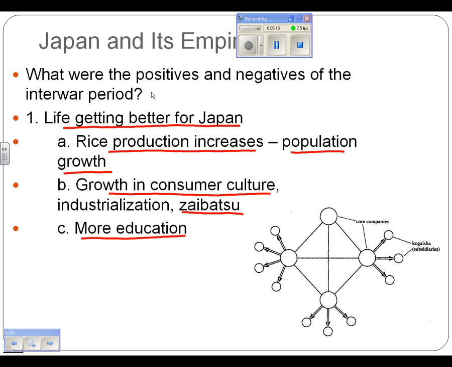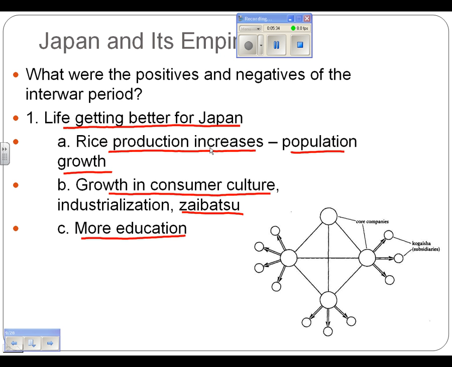What about Japan? What's going on in Japan? What were the positives and negatives of the interwar period for Japan? That's what we're looking at. First off, life's getting better for Japan. There's an increase in rice production. Yay! Means greater population. We know that. More food means more people, right? We've said that time and time again.